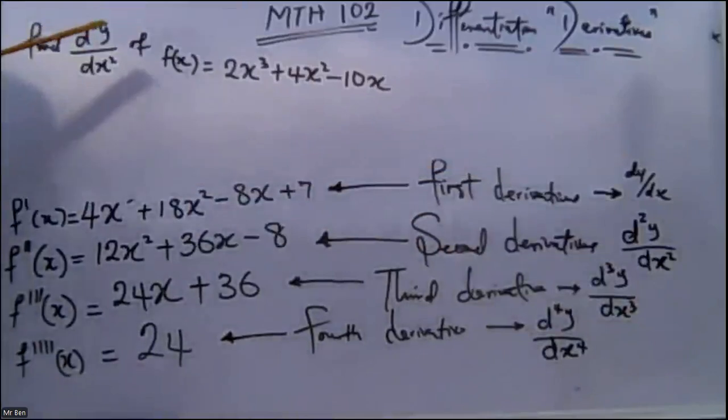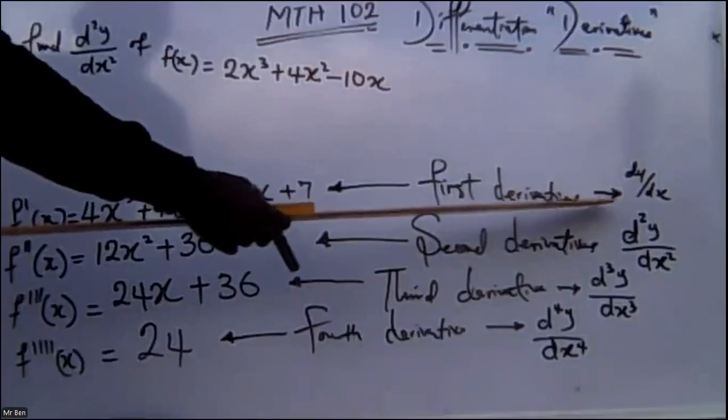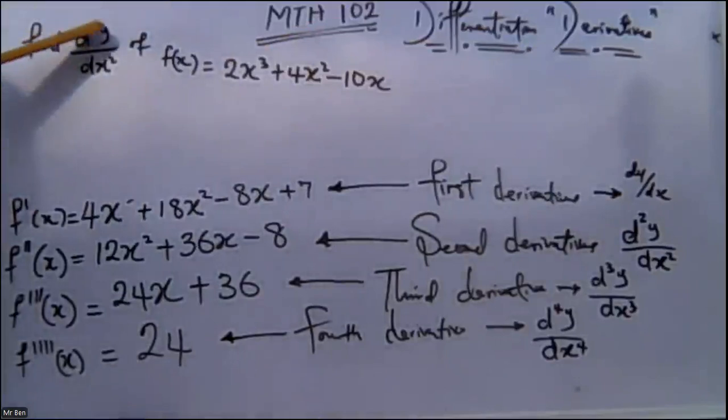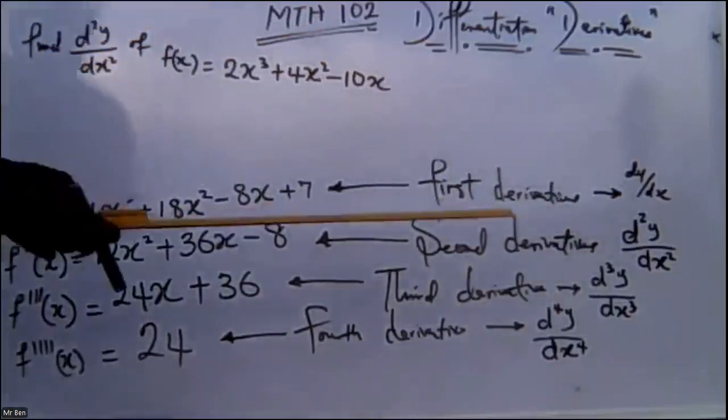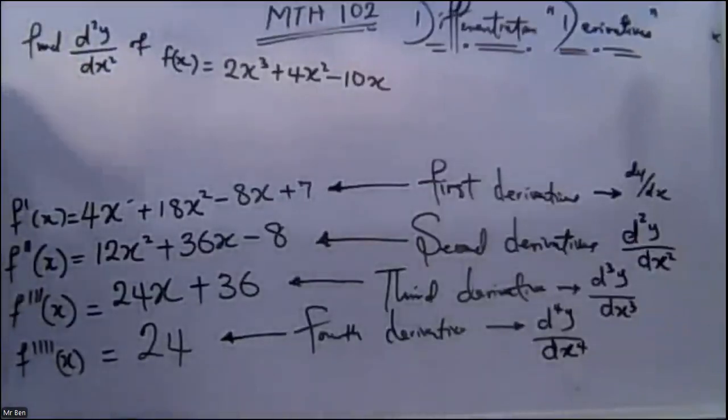If they wrote dy over dx, you have to find the first derivative, using the first principle. But d square y over dx square, you have to find the second derivative. So let's find the second derivative now. You cannot find the second derivative directly without finding the first derivative. So before you can find the second derivative, find the first derivative. After that, use it to find the second derivative and let that be your final answer.